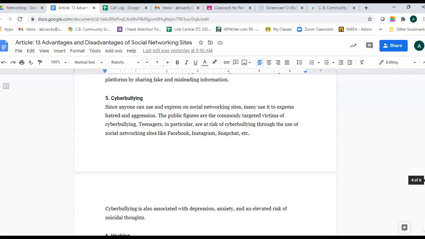Cyberbullying is huge. Since anyone can use and express on social networking sites, many use it to express hatred and aggression. The public figures are the commonly targeted victims of cyberbullying. Teenagers, in particular, are at risk of cyberbullying through the use of social networking sites like Facebook, Instagram, Snapchat, etc. Cyberbullying is also associated with depression, anxiety, and an elevated risk of suicidal thoughts. And the worst thing about cyberbullying is that at the end of the day, it doesn't go away. You have access to it 24/7.